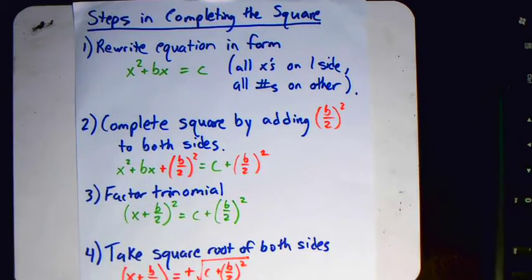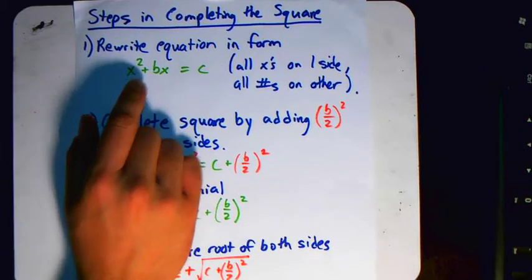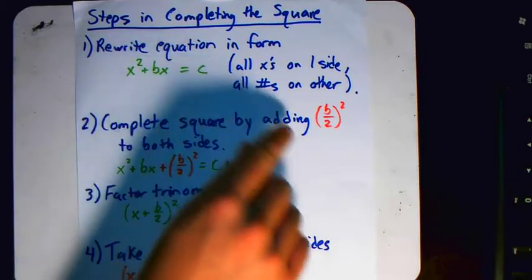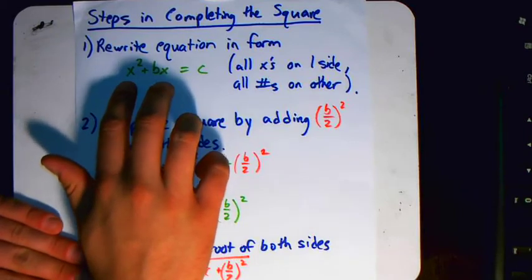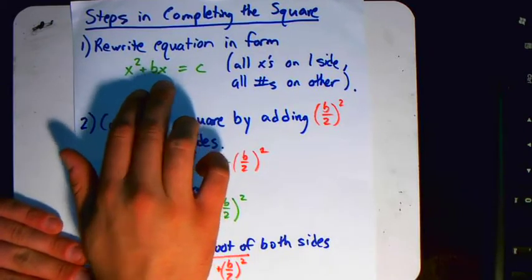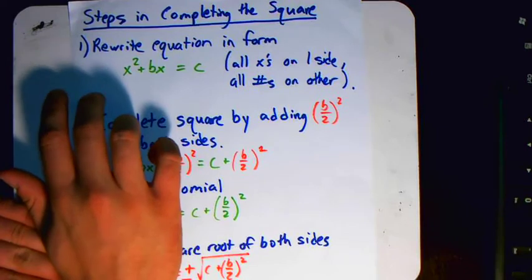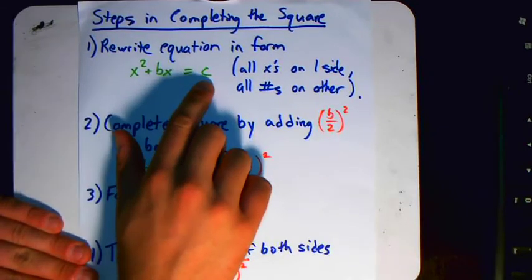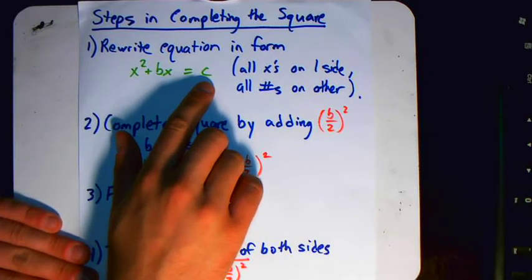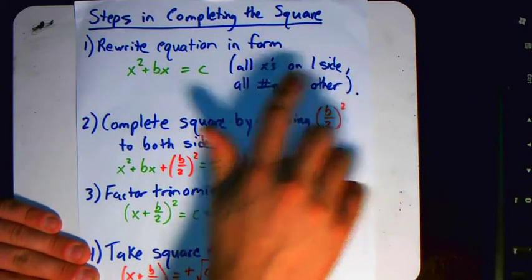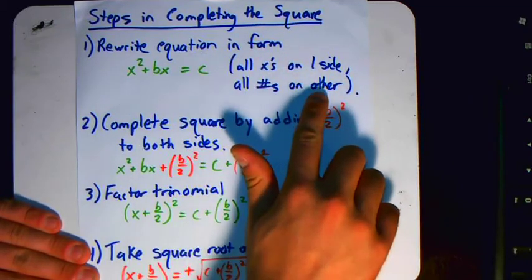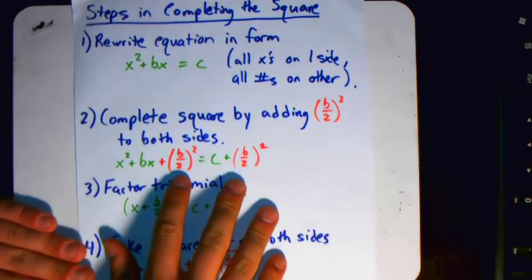Okay, so whatever equation you start out with, if it's ax squared plus bx plus c equals 0, the first thing you have to do is get all of your x's, your x squared and your bx, on one side of the equal sign, on the left, usually, and then all of the numbers that are by itself on the right-hand side. All the x's on one side, all the numbers on the other.